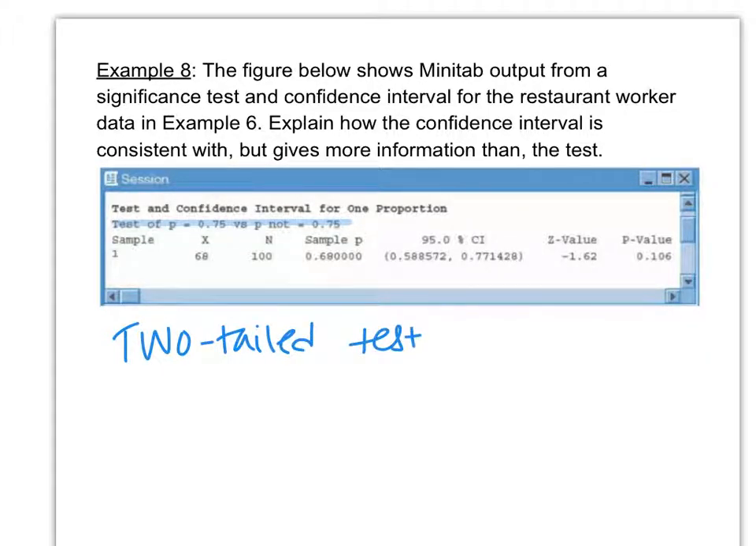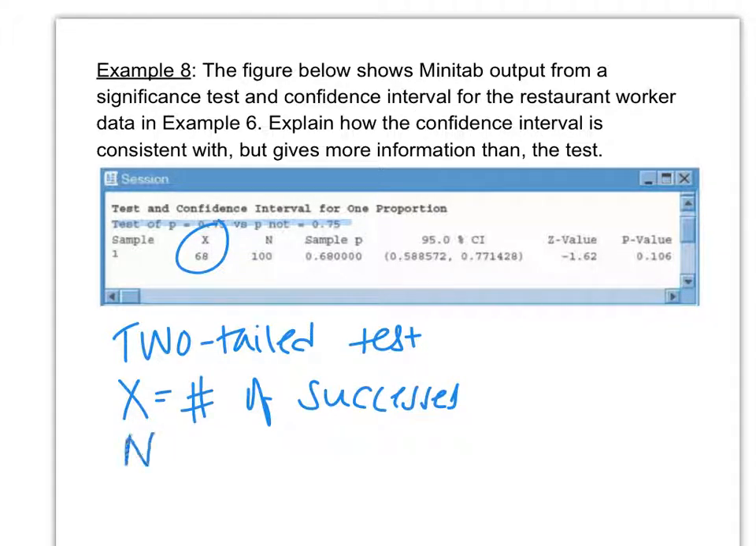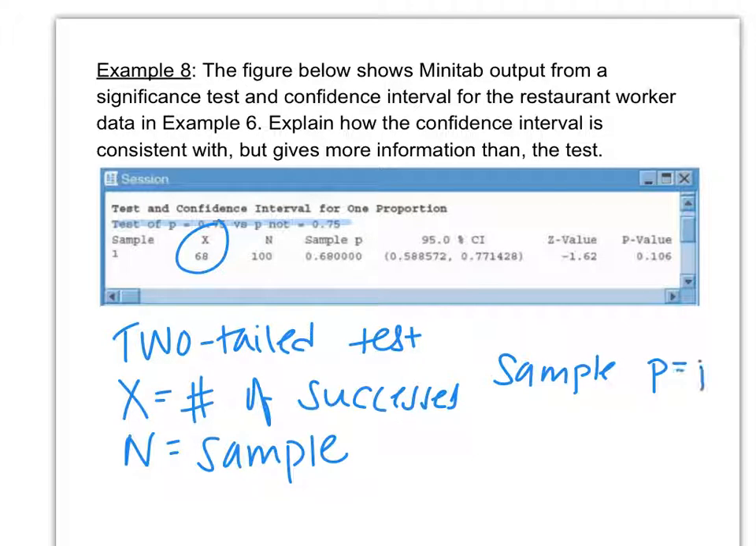Okay, you have here your X equals 0.68. X is the number of successes, the number of whatever it is you're looking for, right? The N that's given here is your sample size. Okay, you have your sample P, which is your P hat. You have your confidence interval. You have your Z-score, or the Z statistic, and then the p-value at the end.